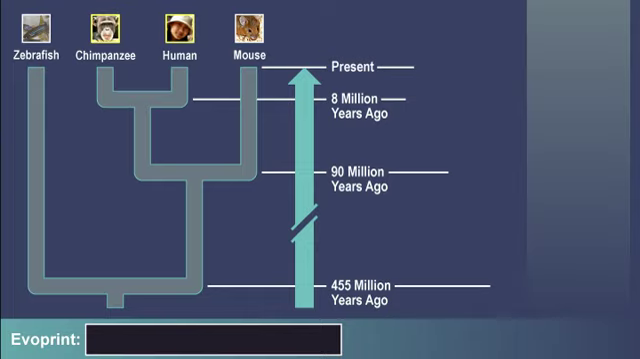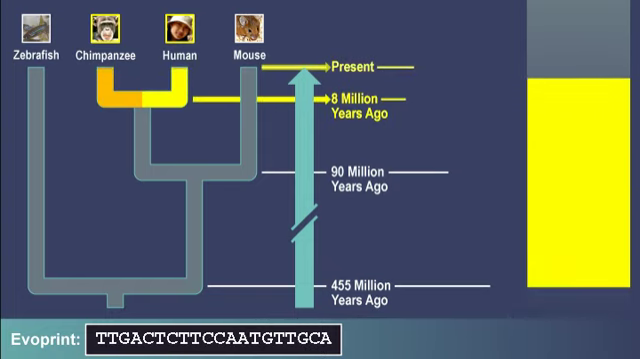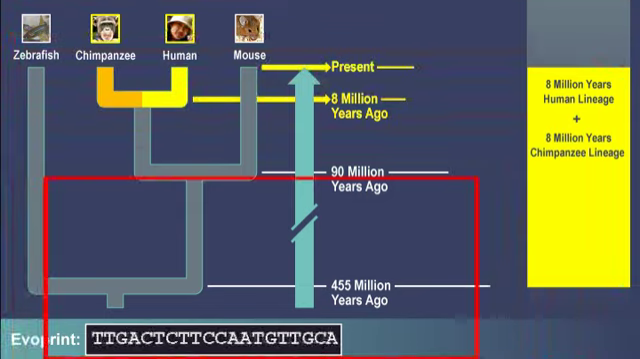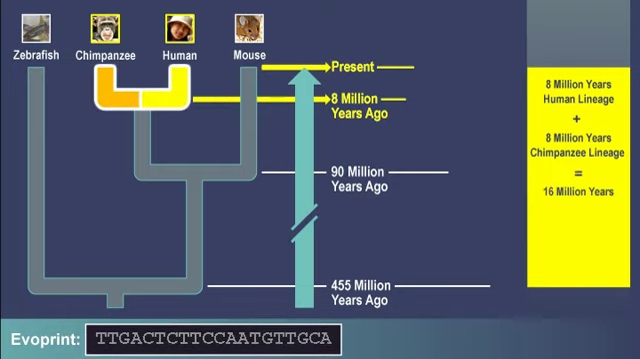Let's start with a comparison of the human and chimpanzee gene. Remember, we're using the human gene as our point of reference. Humans and chimps last shared a common ancestor about 8 million years ago. This means that for 8 million years in the human lineage and 8 million years in the chimpanzee lineage, there were no changes in this section of DNA between these species. That's a total of 16 million years.